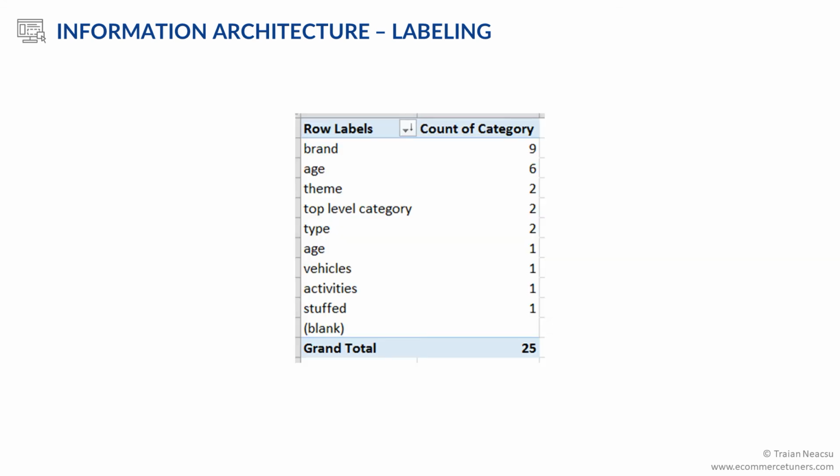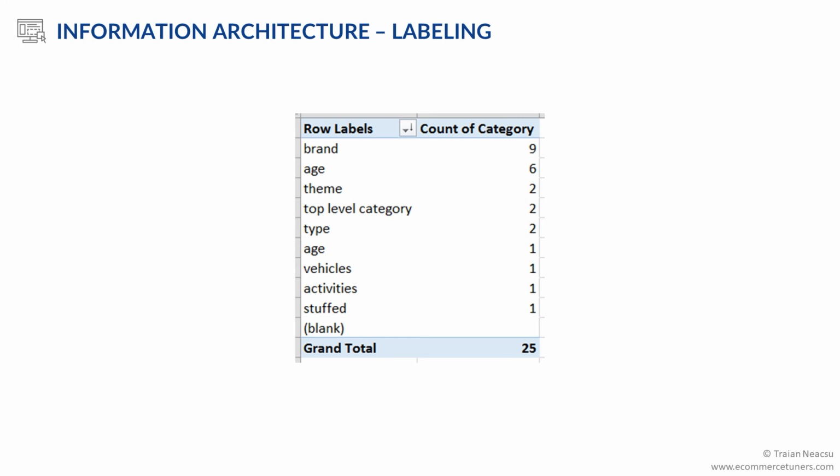Then insert a pivot table that counts the occurrences of category. If you sort by count of category, you can get an idea of what needs to be present in the navigation, or you can identify filters that you can use in the faceted navigation. Some navigation labels will be easy to identify after tagging fewer than 100 keywords.